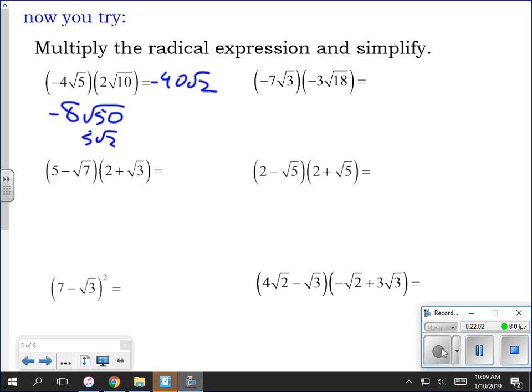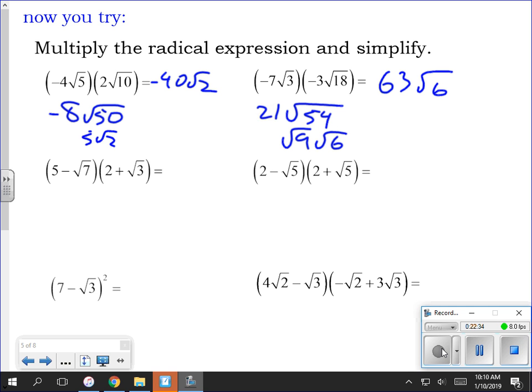Next one, negative 7 times negative 3, I get 21. 3 times 18 is 54. And the square root of 54 is simplifiable. 54 is 9 times 6. Square root of 9 is 3. 3 times 21, 63. Root 6.